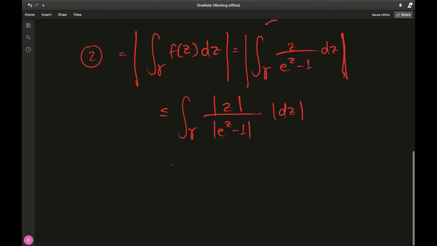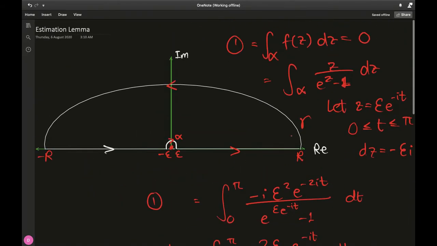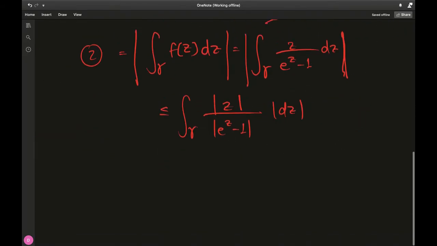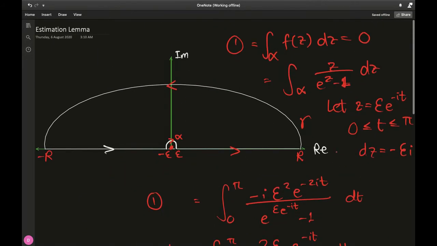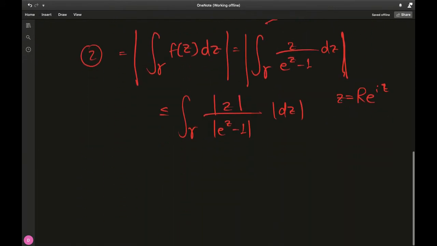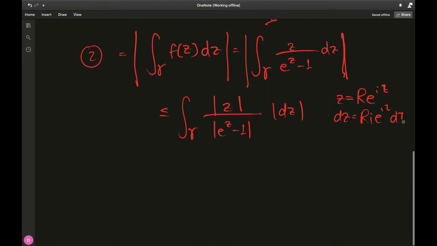Okay, now it's again time for parameterizations for this path gamma. For this, I'm going to have z equals r times e to the i tau, r because the radius is now r, this bigger path. That will make dz equal r i e to the i tau d tau. And tau again will go from 0 to pi.